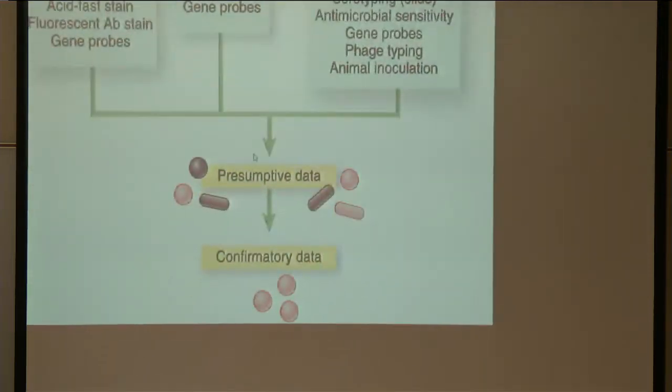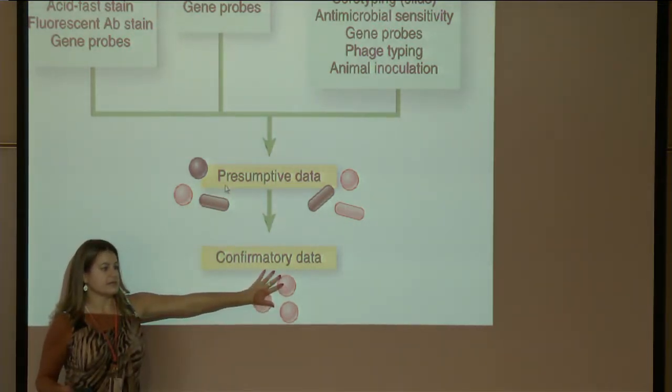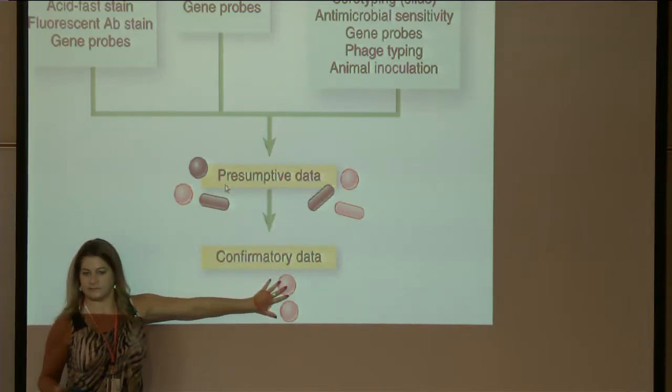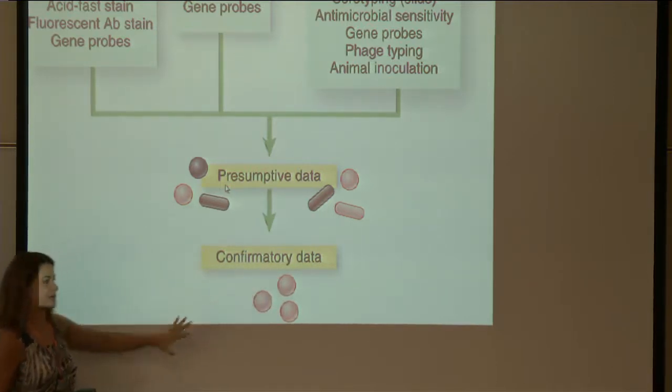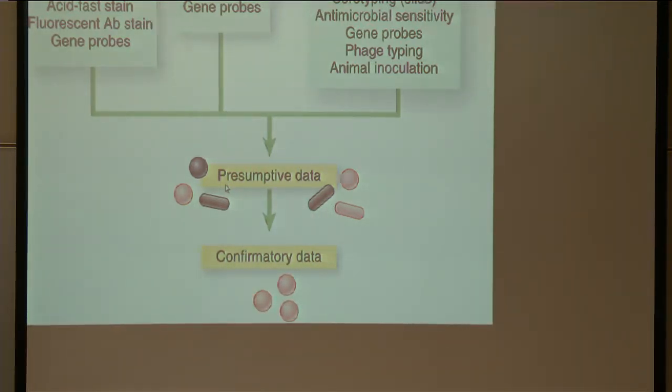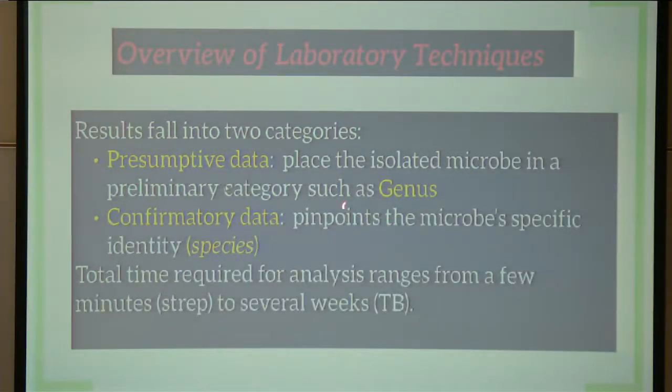And when all is said and done, you have some presumptive data, which is a general idea. It could be like the level of the genus, perhaps. It's not very specific, but you have a general idea of the type of organism. Confirmatory data, that's really what you want, because that can get down to the level of genus and species. Yes, it is a staph aureus infection. Yes, it is a MRSA infection. You know exactly what it is. That's ideal. Does it always happen? No, but it's ideal. So again, presumptive, you're getting down to the genus level, and then confirmatory, hopefully you're getting down to that species level.